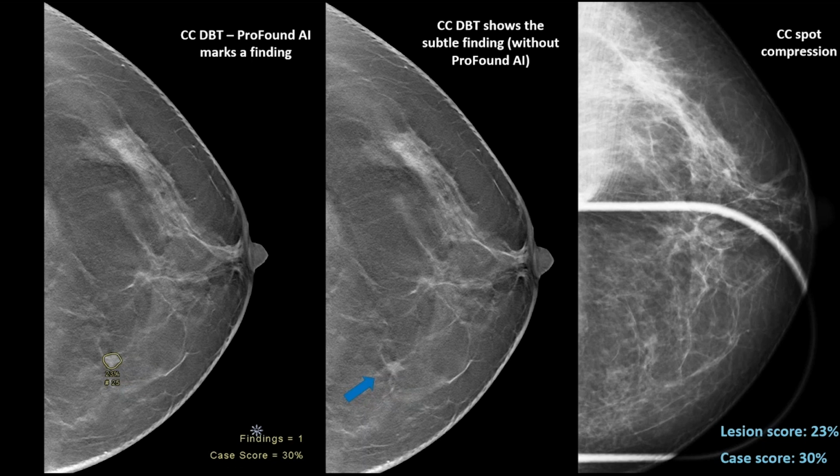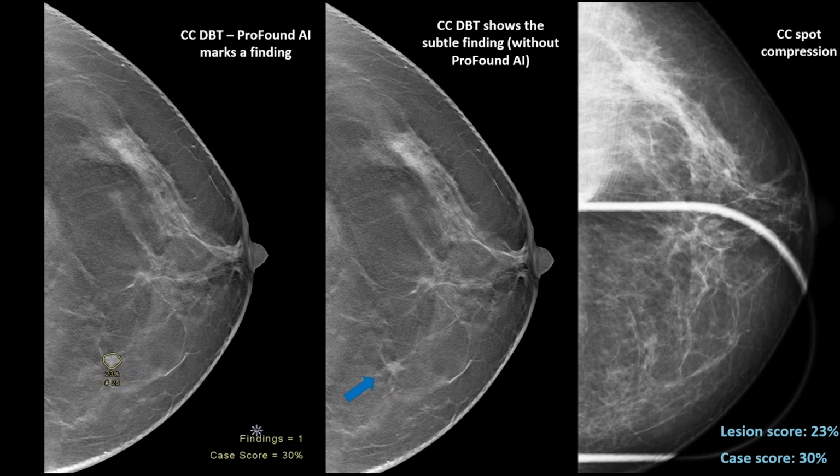It's just an isolated little asymmetry that's sitting over by itself in the medial aspect of the left breast. No suspicious calcifications, really not much architectural distortion to speak of. This is a very, very subtle finding, especially without the detection of ProFound AI. The right-hand image is showing a spot compression view, demonstrating that the area of asymmetry effaces on the spot compression. There's really nothing focal or suspicious where that detection had been identified.